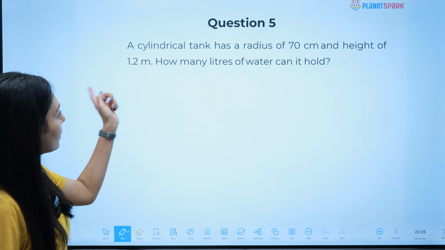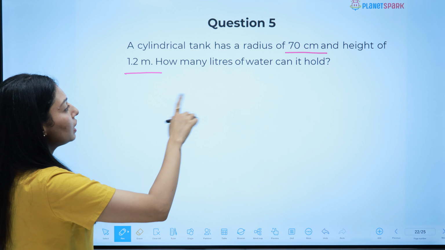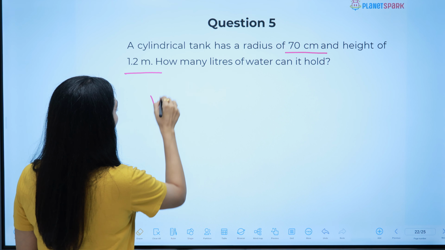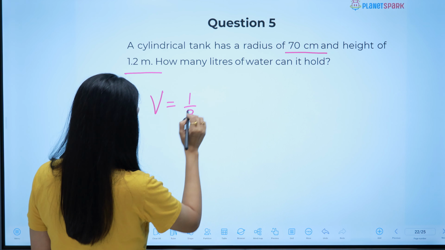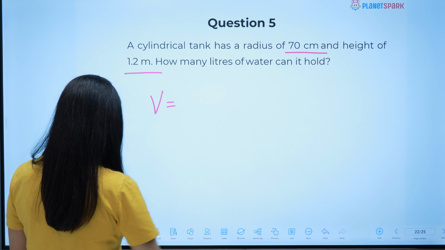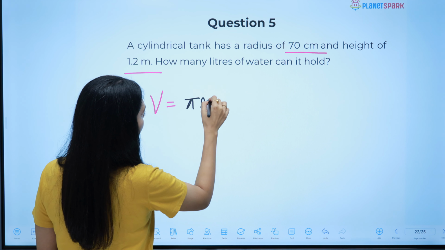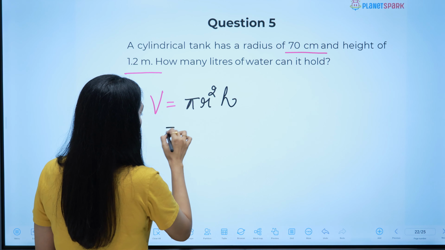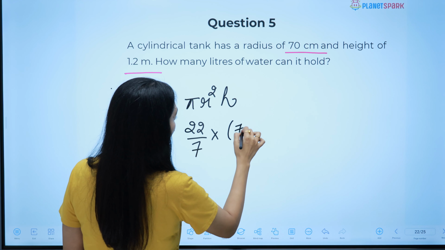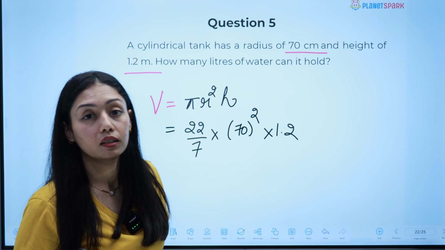Next one. A cylindrical tank has radius of 70 centimeter and height 1.2 meter. How many liters of water it can hold? Let's see then. Right, volume हमें find out करनी है, तो क्या करेंगे? Yes, for a cylinder. So that is given by pi r square h. Values put कर देते हैं यहाँ. 22 by 7 into radius 70 whole square into 1.2. मैम आंसर नहीं मैच हो रहा. क्या गड़बड़ की यहाँ पे?